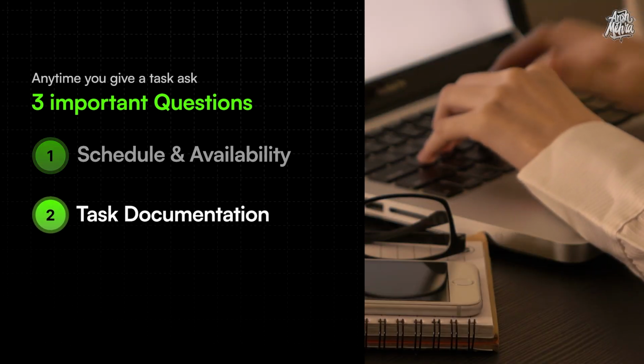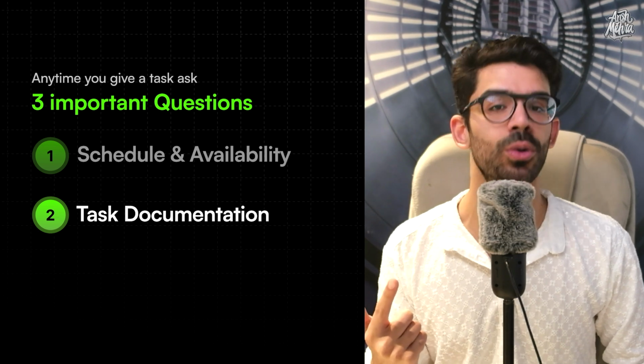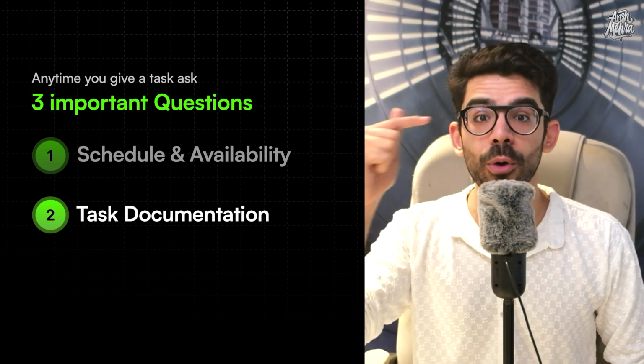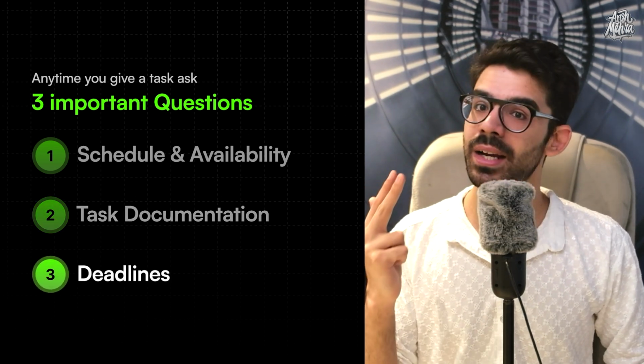Number 2, make them write down all the important details in their task item on Odoo. So I will show you how this works. But make sure that all of those things are in a proper description. Set proper deadlines to every task and remind them to take ownership of those deadlines.